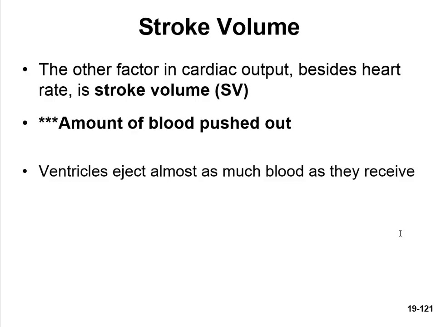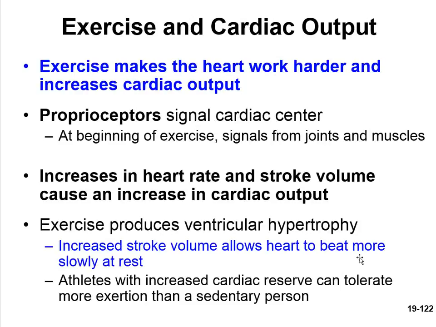The other factor of cardiac output is stroke volume. That's the amount of blood pushed out. Remember, the ventricles eject almost as much blood as they receive. That's the Frank Starling law of the heart. So the proprioceptors signal the cardiac center at the beginning of exercise that lets the heart know it's going to need an increased rate. Those come from the joints and the muscles. So the increases in the heart rate and the stroke volume can cause an increase in cardiac output.